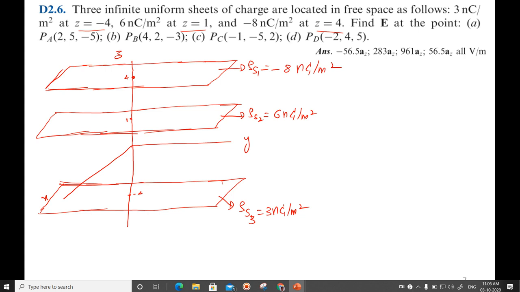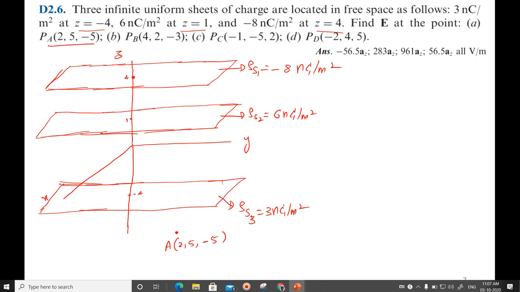First I'll take part A. Point A of 2, 5, minus 5. I'll try to locate this point: x is 2, right? Then behind this, x is 2. The next, y is plus 5 and z is minus 5. Z is minus 5 means it has to come below this sheet. Don't take the point above this sheet, because z is minus 4 here, so it has to come below this. Please be careful while taking this point A of 2, 5, minus 5. Roughly you can look at this point, but take care that it is below this sheet, right? Okay.